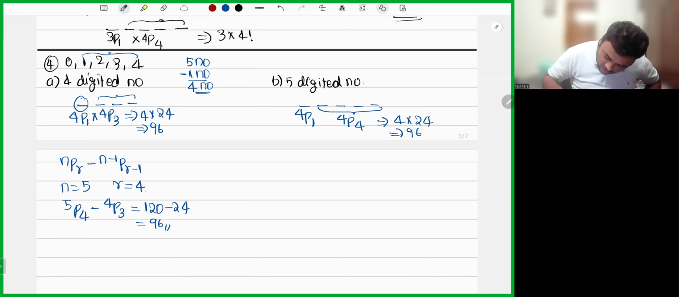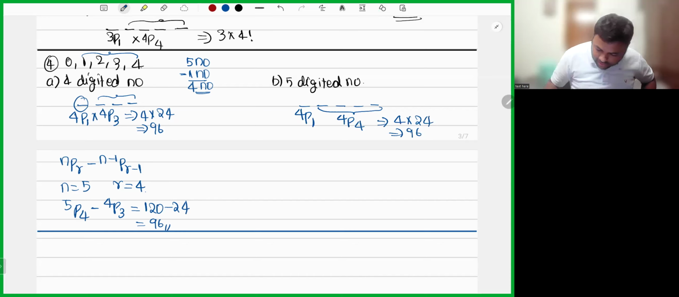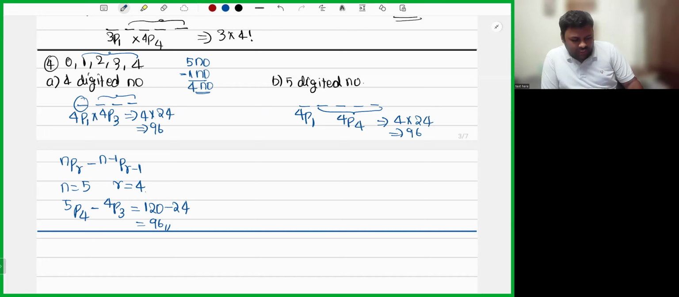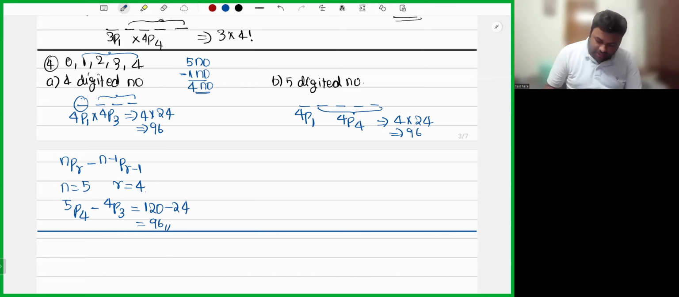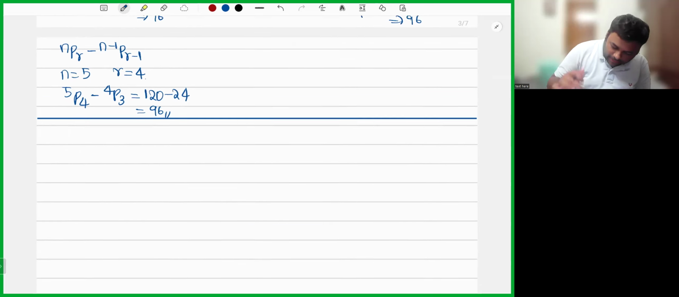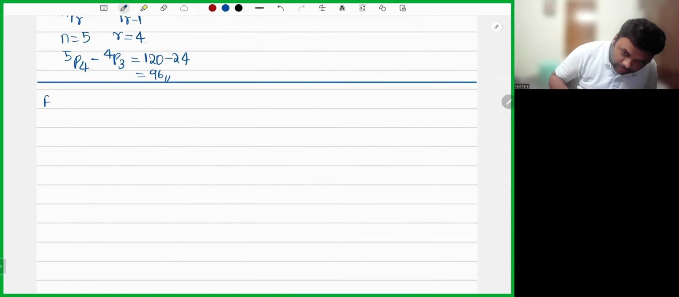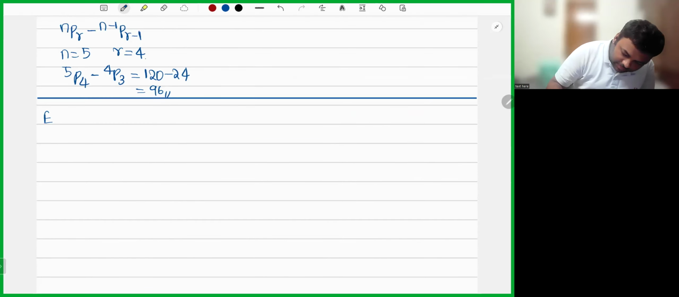Okay. So I hope all three of you, case 4 is clear. Fourth example is clear. Any issue in fourth example? No, right? Shall we proceed further? There is no issue in fourth example. Yes, sir. Perfect. Next example. Example number 5.